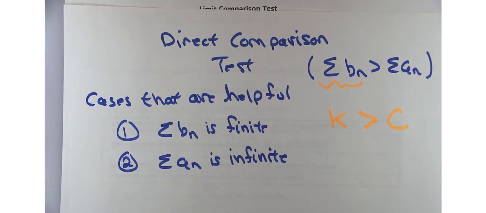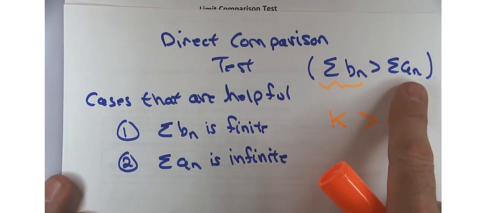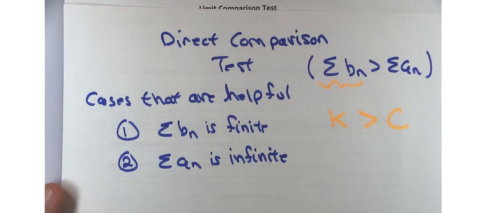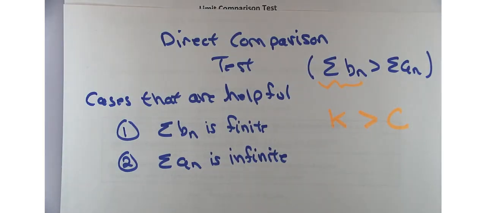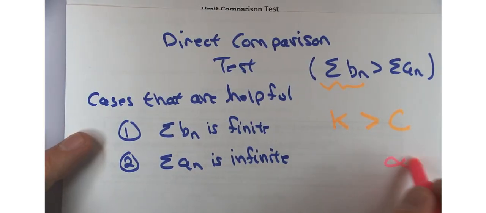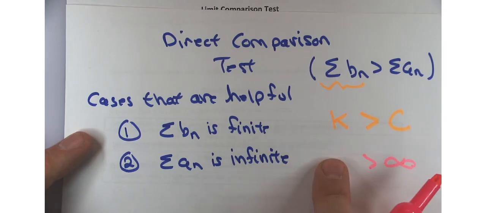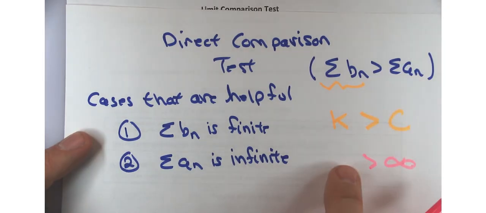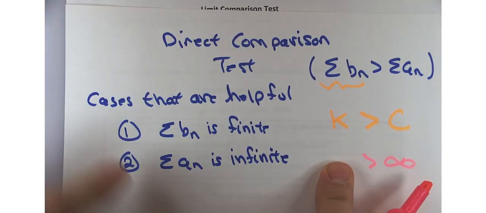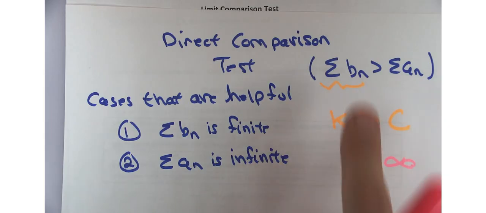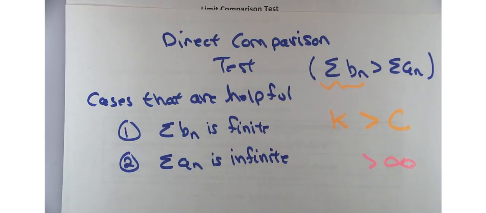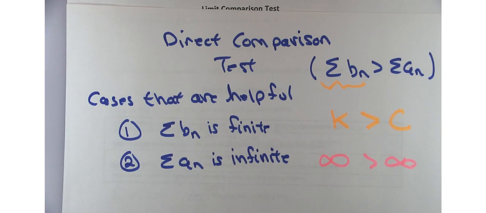Let's flip things around. Let's suppose that the sum of this one is infinite, and these terms are smaller than this one. Well, if this sums up to something infinite, and these terms are bigger than these terms, what's your conclusion have to be about B sub n? If the sum of A sub n is infinite, B sub n is even bigger? Also infinite. Nice. So those are the two helpful cases in terms of your direct comparison test.